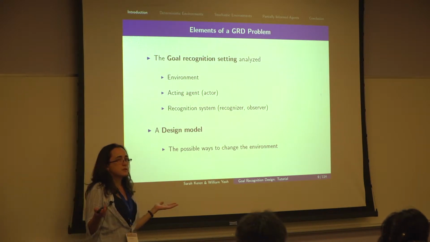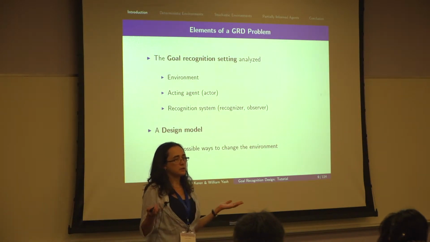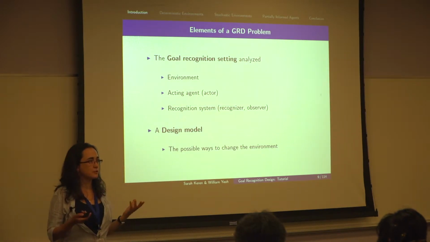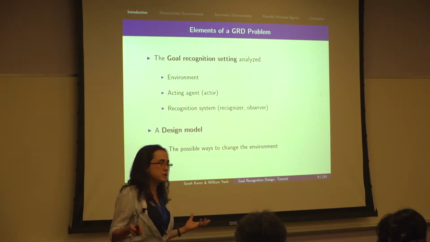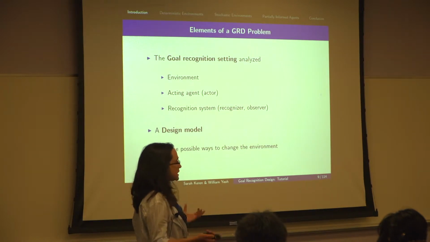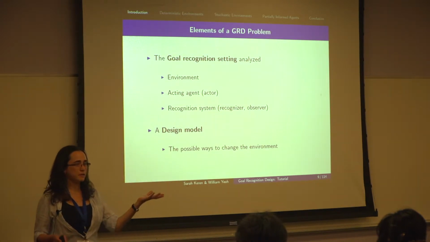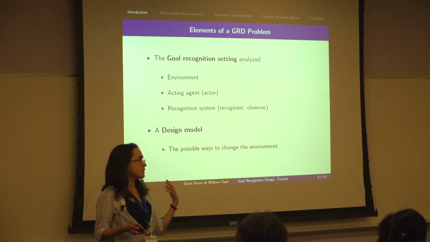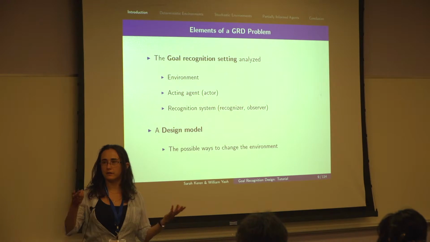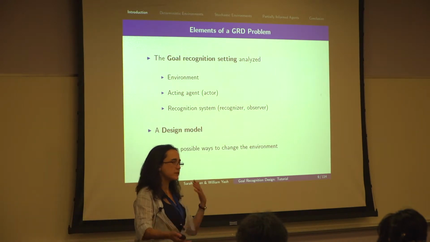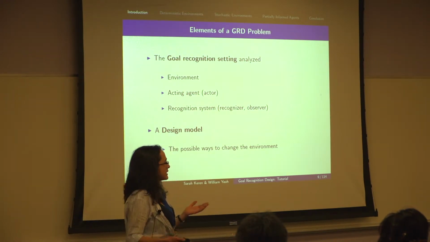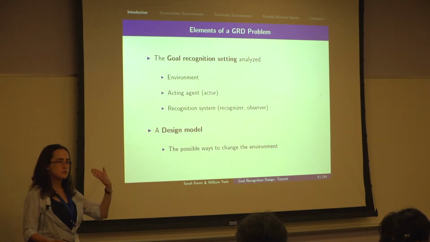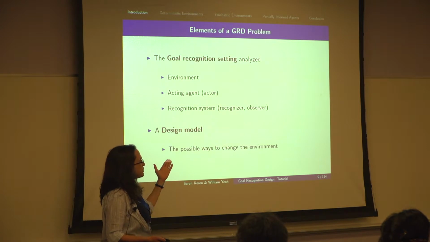So what is it that we need to define? We need to define a goal recognition design problem. So of course, one of the elements of a goal recognition design problem is a goal recognition setting. The goal recognition setting defines an environment in which agents act. The acting agents, I call this an actor, but we differ in the term. So sometimes we'll say acting agent, sometimes we'll say actor, but this is the agent that produces change in the environment, and a recognition system.